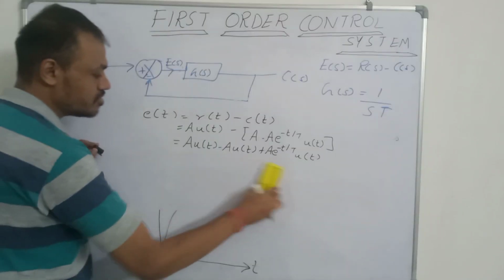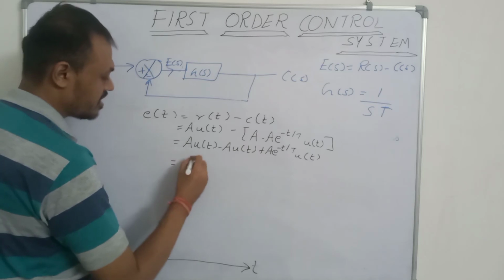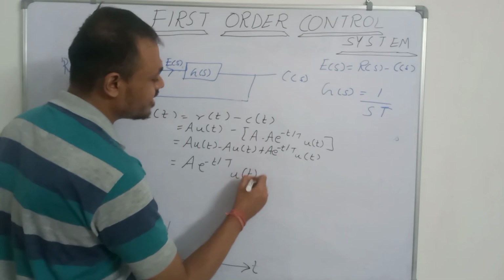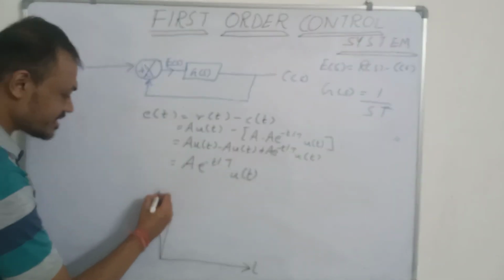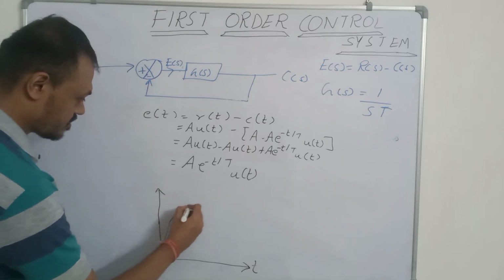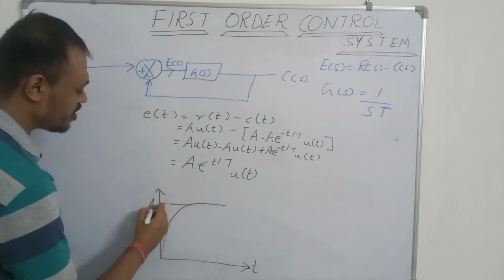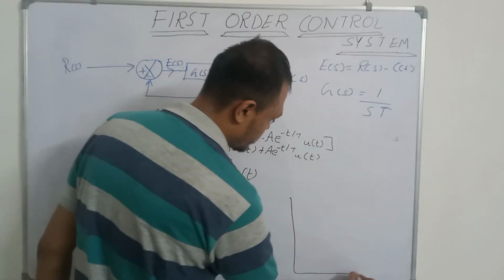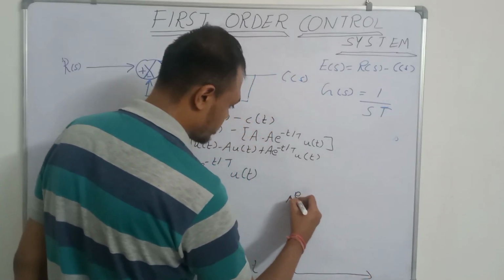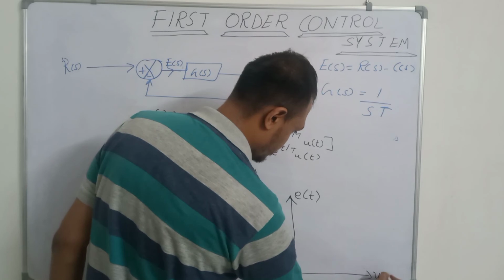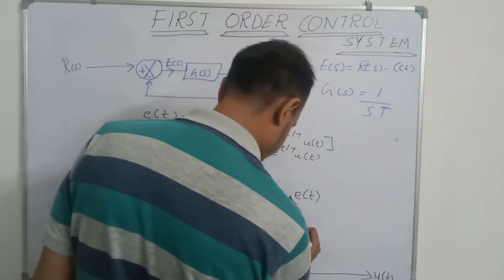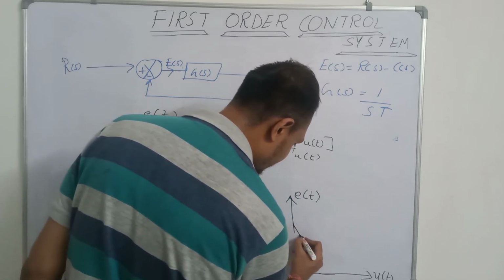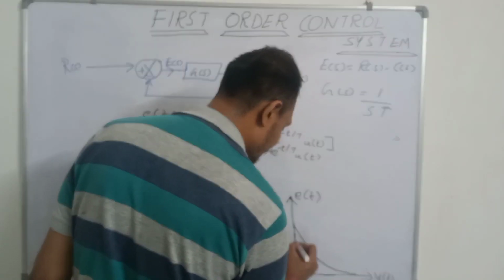So this will be equal to A into e to the power minus T by T U of T. So it will be a decaying exponential. So this was my step response. The step response became A at t tends to infinity. Error will become 0 at t tends to infinity because it is a decaying exponential.